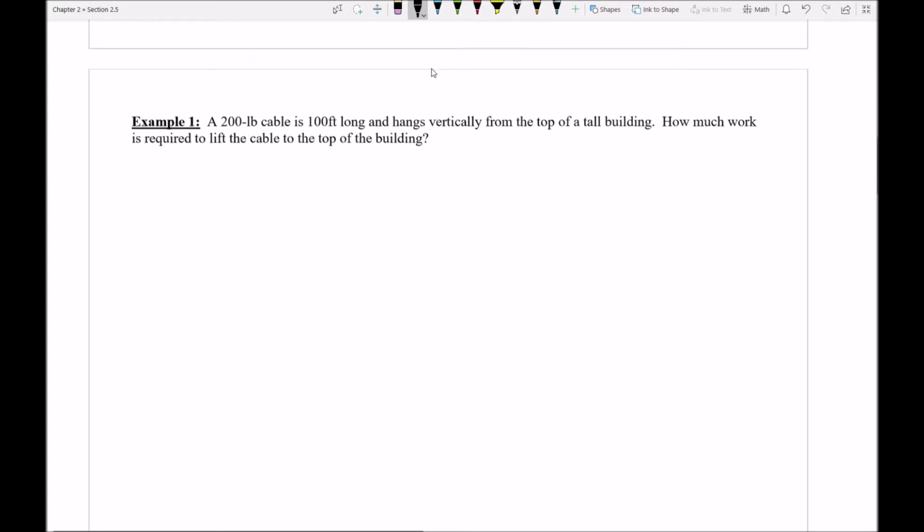So suppose I have the following. A 200-pound cable is 100 feet long and hangs vertically from the top of a tall building. You know, like cables do. Gotta love word problems. Okay, so how much work is required to lift the cable to the top of the building? Now, of course, with this, it might be helpful to try to go ahead and draw a quick picture.